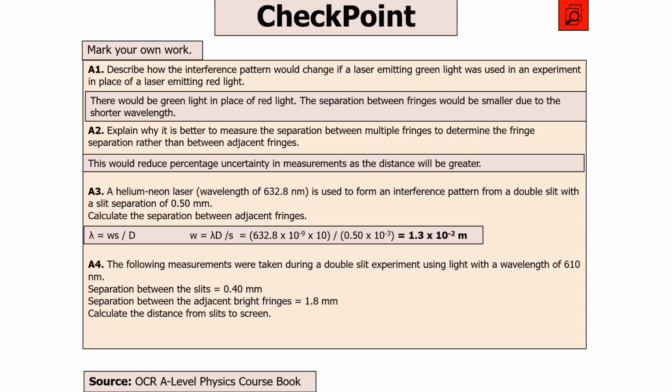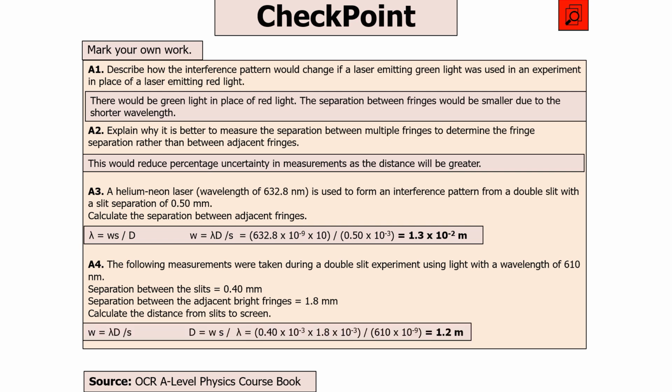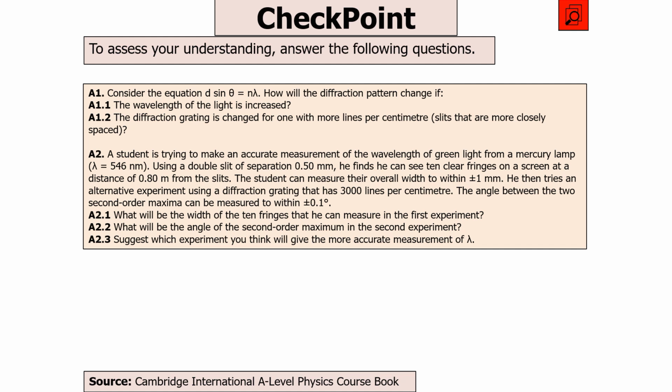Convert the nanometers into meters, convert the millimeters into meters, pop in all the values, and we get 1.3 times 10 to the minus 2 meters. Once again, we do the same equation, this time we make D the subject, as you can see on the screen. We convert the millimeters into meters, we convert the nanometers into meters, and we get our answer to be 1.2 meters. The next question says, consider the equation d sine theta equals n lambda.